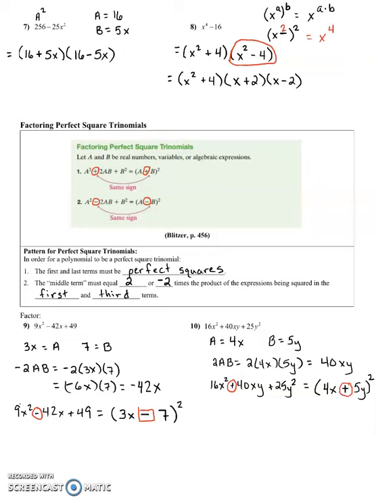Okay, that concludes the second part of the 6.4 video. We will talk about the last part of 6.4 in the next video, which is the sum and difference of cubes.